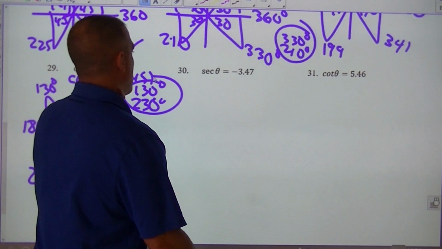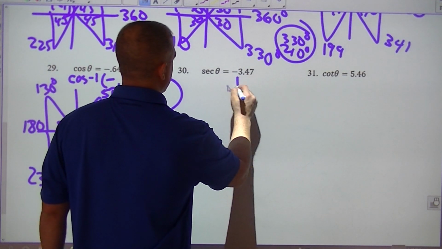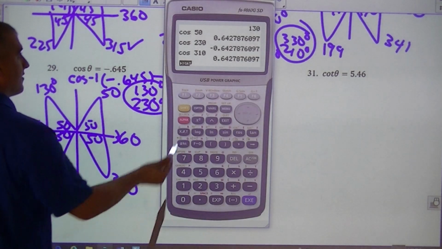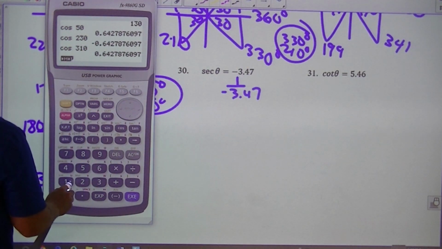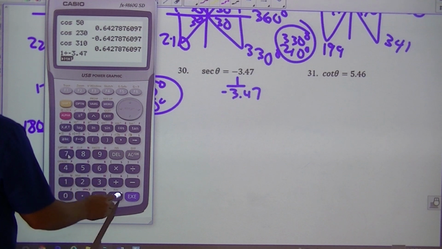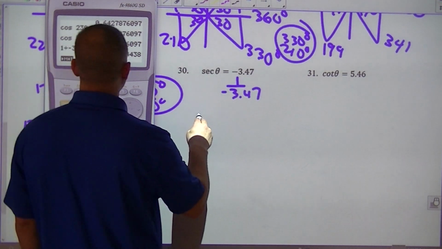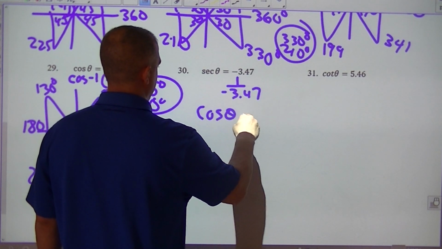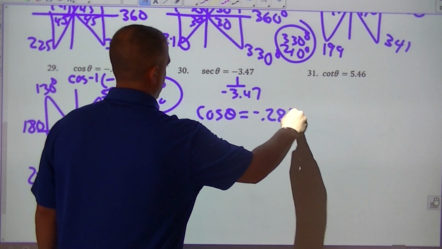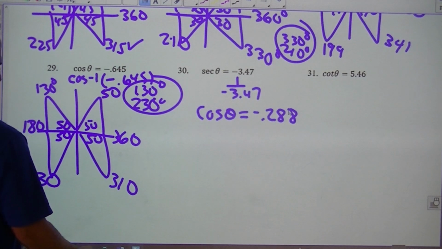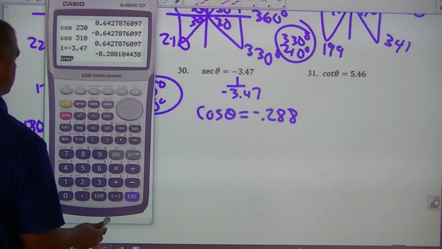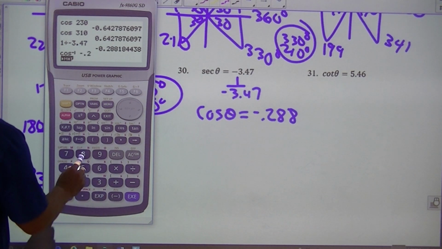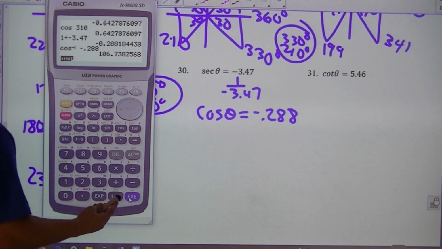Okay, so what I want to do here is do this over 1. I'm going to figure out what that is. So I got cosine of negative 0.228. Okay, so that's about 107.